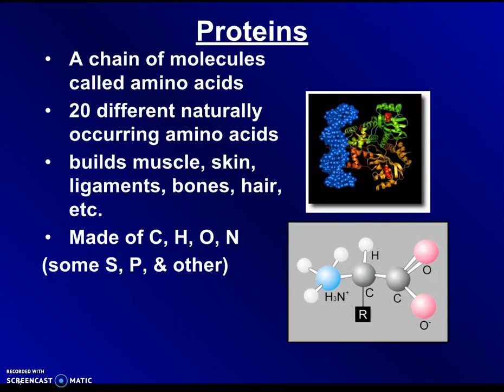Proteins are made of carbon, hydrogen, oxygen, and nitrogen. Some have sulfur and phosphorus and other things. This is a basic structure of a protein. It's called an amino acid. And proteins are chains of amino acids called polypeptides. So your basic group, as far as your amino acid, is going to be constructed.